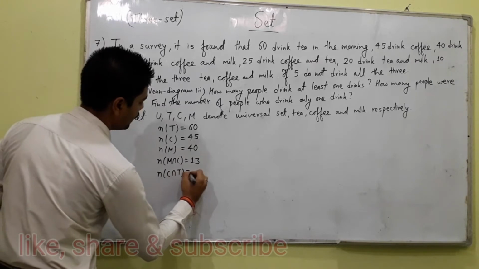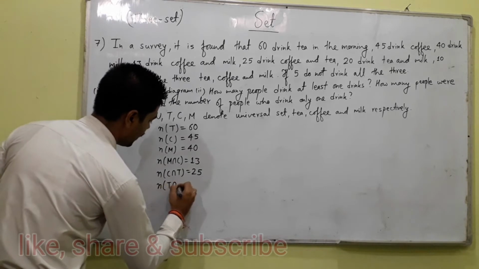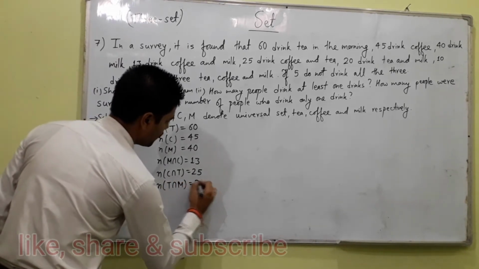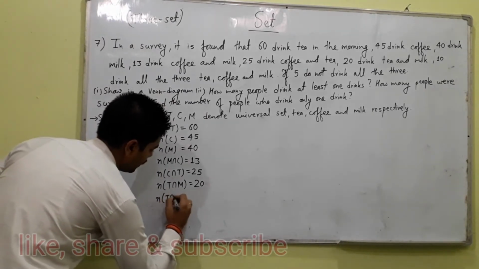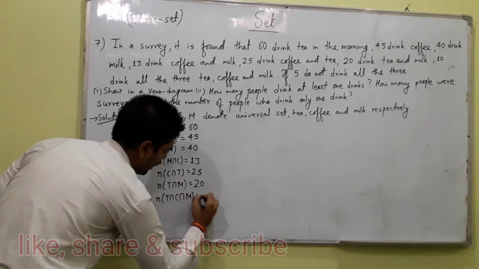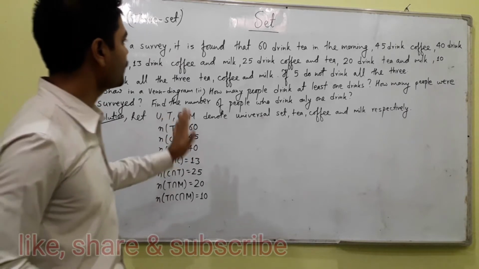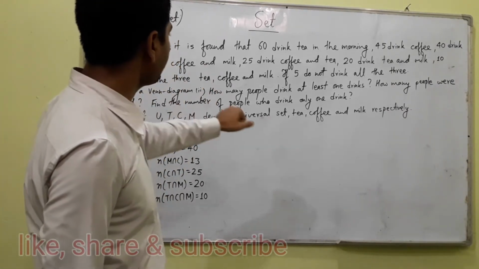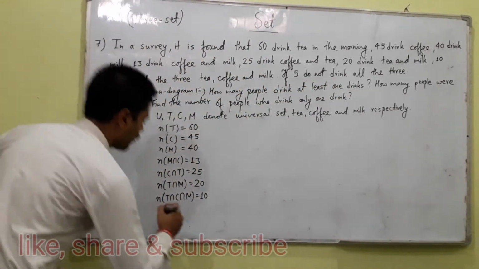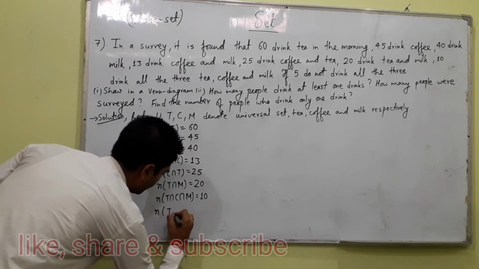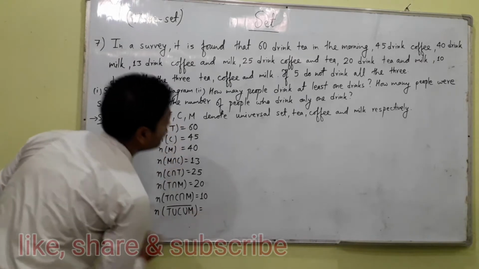And 25 drink coffee and tea. 20 drink tea and milk. 10 drink all the three: tea, coffee and milk are 10. So these are the given data in the question. After that, what is asked? Oh, one more hint is given. If 5 do not drink any of the three. Do not drink means they are out of the group. It means (P union C union M) whole complement. That is 5.